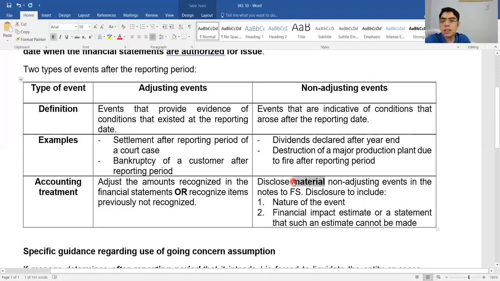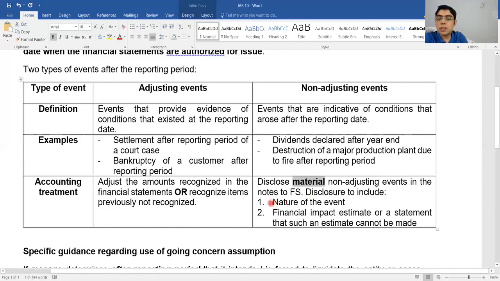So the first thing is the management responsible for the preparation of the financial statements would have to evaluate whether those non-adjusting events are material. And if the management concludes that yes, those non-adjusting events are material, then the management would have to disclose them in the notes to the financial statements. And it is important to appreciate what exactly the management would have to disclose pertaining to those non-adjusting events. What sort of disclosures would be required?